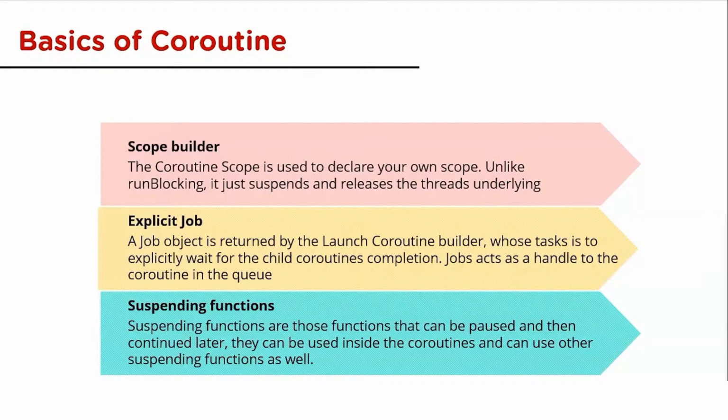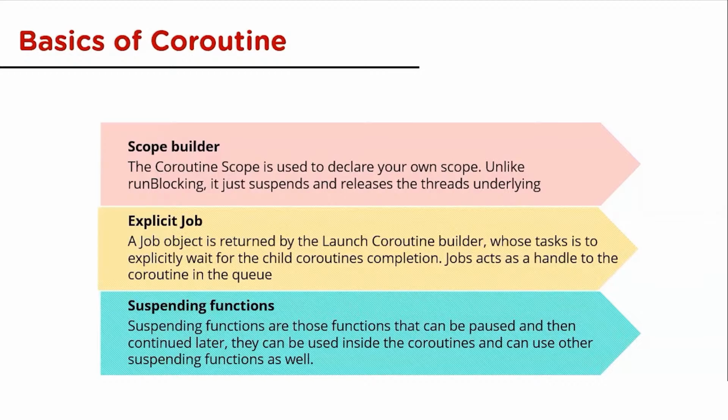Now next is explicit job. A job object is returned by the launch coroutine builder, whose task is to explicitly wait for the child coroutine completion. Jobs act as a handle to the coroutine in the queue. For every coroutine that is created, it returns a job instance which identifies the coroutine uniquely and manages its lifecycle.